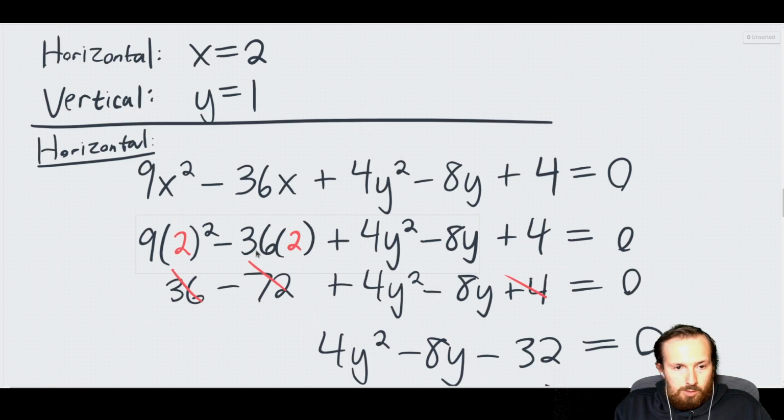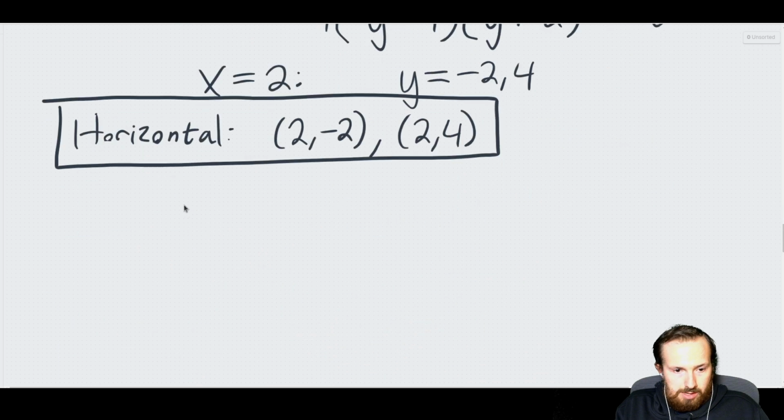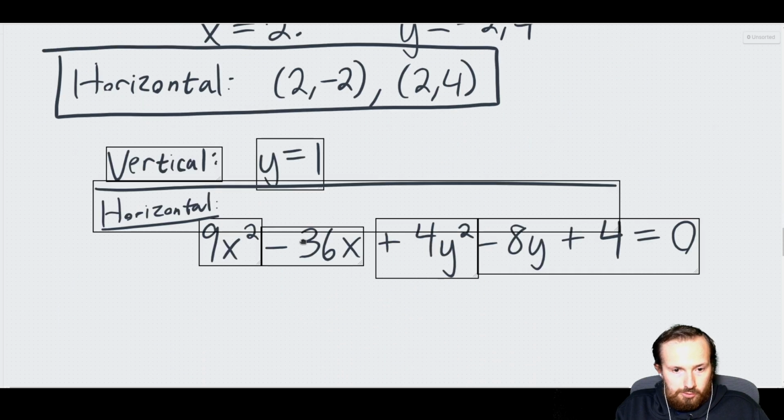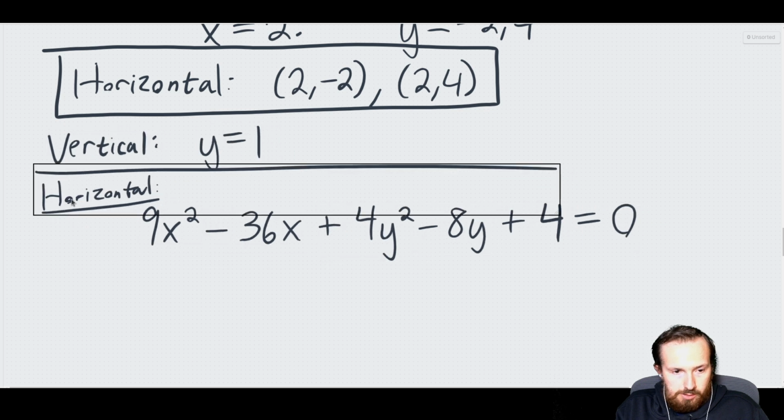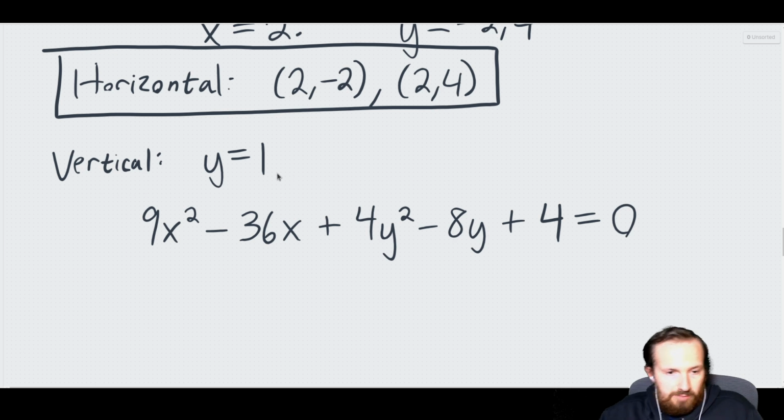Now remember, we need to do a similar thing with the vertical ones. So let me copy that down. If we're trying to find the vertical points, that's going to happen whenever y is equal to 1, we've already established. Because remember, when y equals 1, that causes the denominator in the derivative to equal 0. And if the denominator is 0, that basically means the slope is infinity.